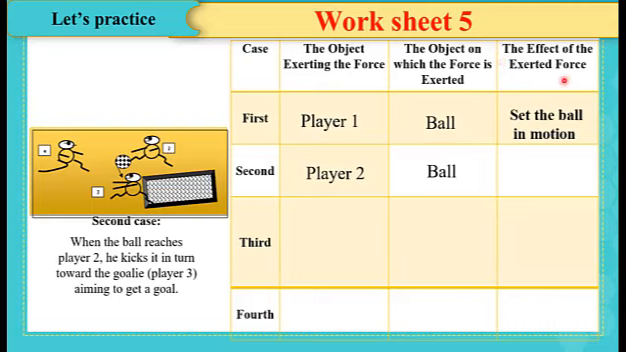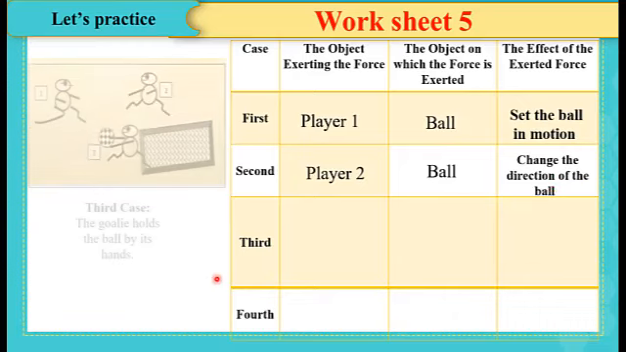Indicate the effect of the exerted force. If you noticed in the figure, the ball first was kicked from player 1 towards player 2, then from player 2 towards player 3. So the motion of the object is modified. In other words, the direction of the ball is modified. So the effect of the exerted force is to change the direction of the ball.